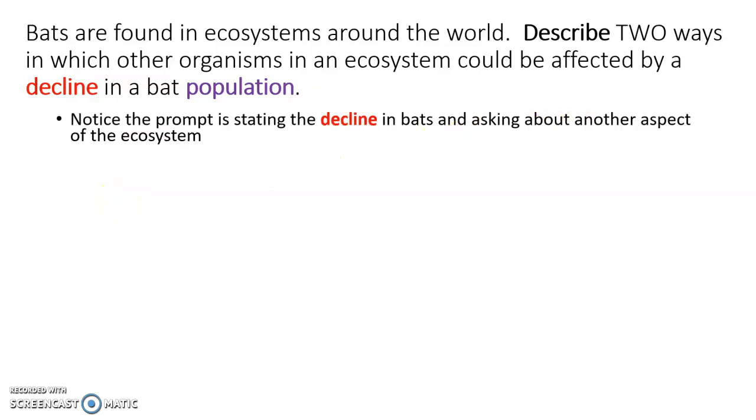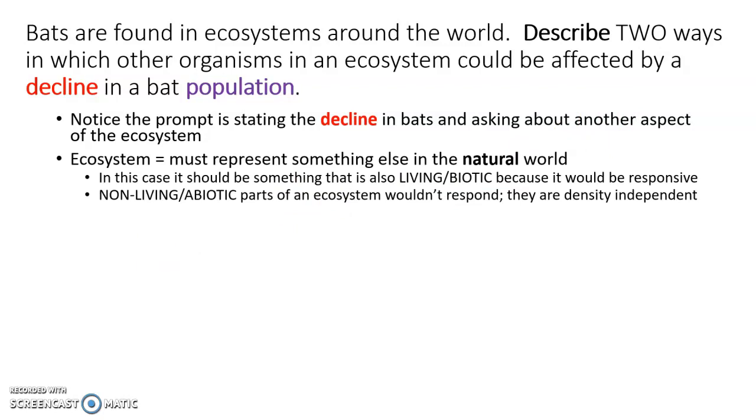Notice the prompt is saying that bats are declining, and it's asking you about another aspect of the ecosystem. In this question, ecosystem represents something else in the natural world. In this case, it has to be something else that is also living or a biotic component, because that would be responsive. A non-living or abiotic component of the ecosystem wouldn't respond. It's not a density-dependent factor, it's a density-independent factor.